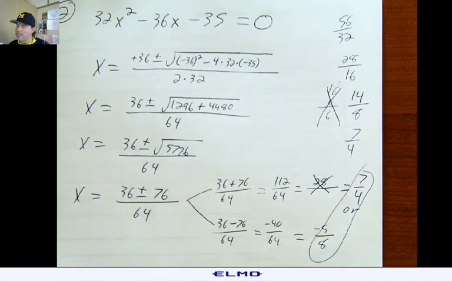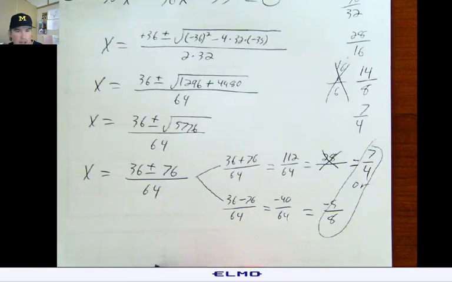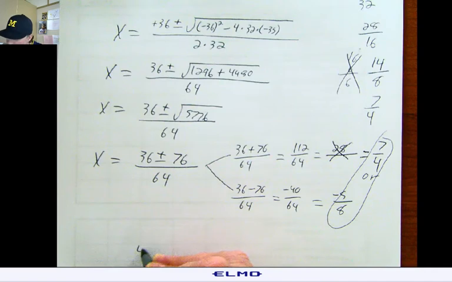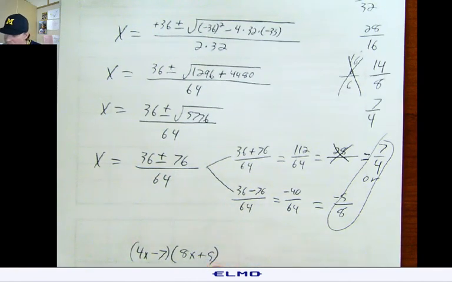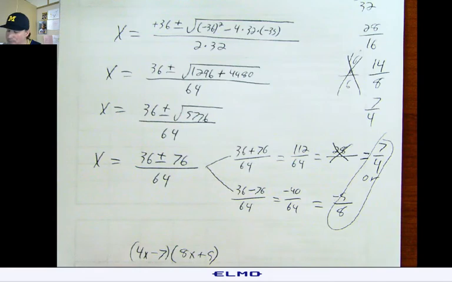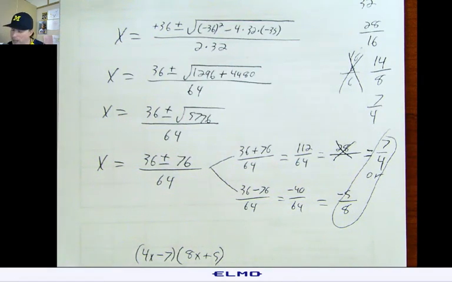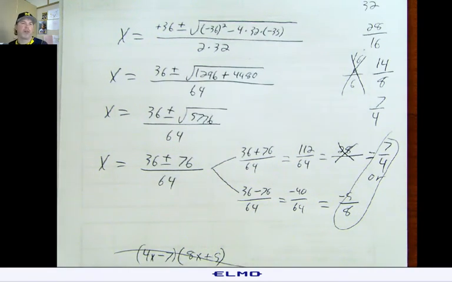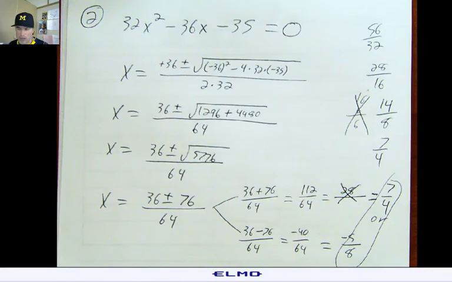Anyway, this was factorable. By looking at this, you know that if you would have factored it, it could have factored into 4x minus 7 and 8x plus 5. Is that right? Yeah. So anyway, I wouldn't want to factor it. I would use quadratic formula for this.